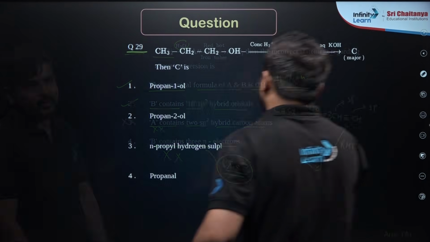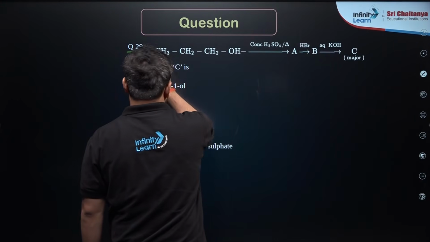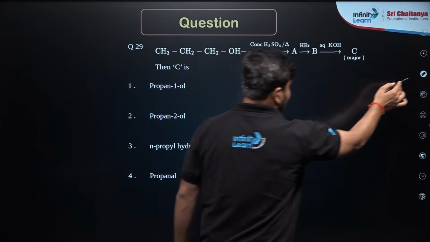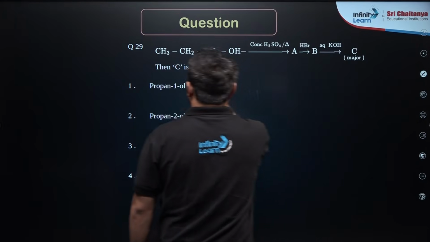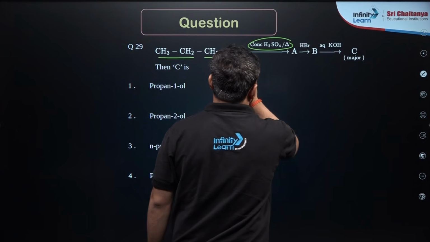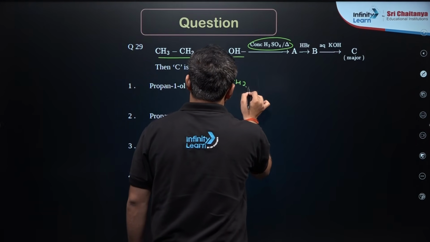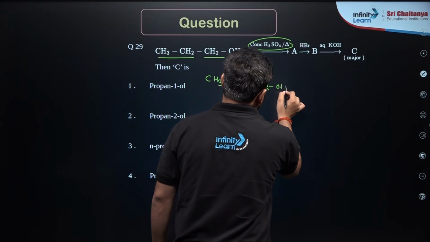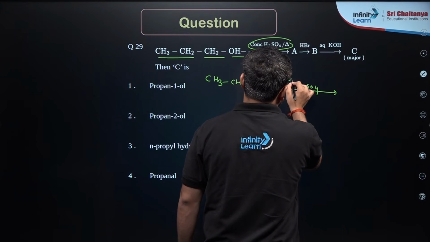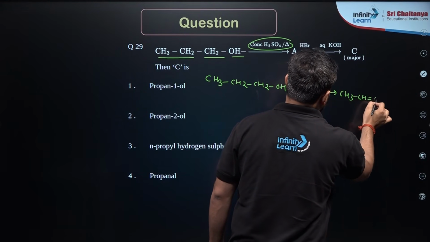In this question, for solving it, properly see one time. It is given here CH3 CH2 CH2OH. If it reacts with concentrated H2SO4 over heat, then definitely this is going to convert to CH3 CH double bond CH2.